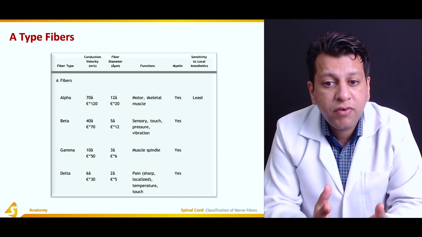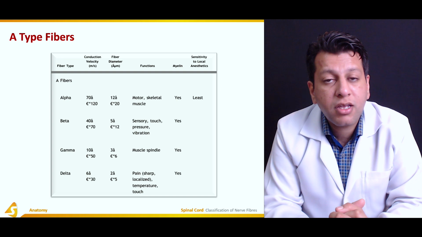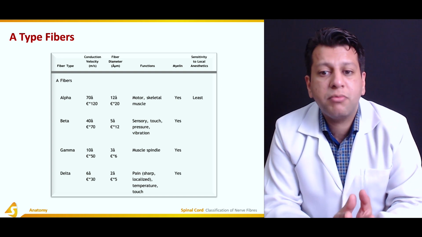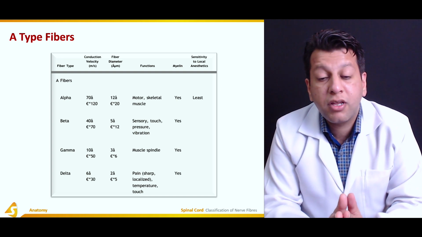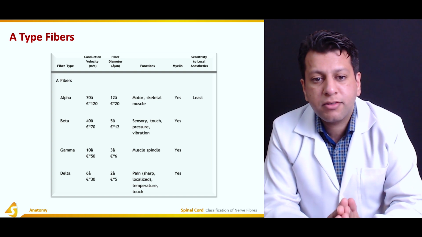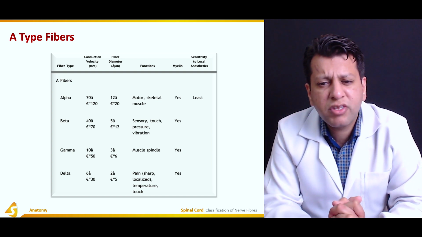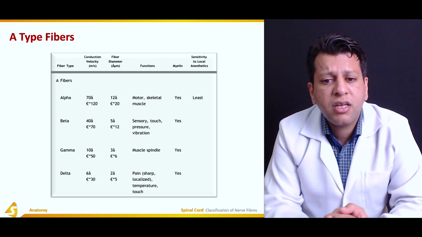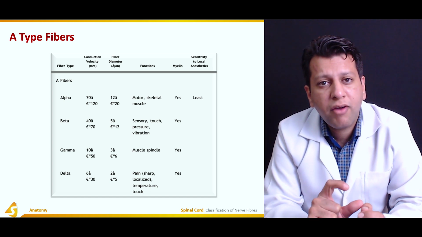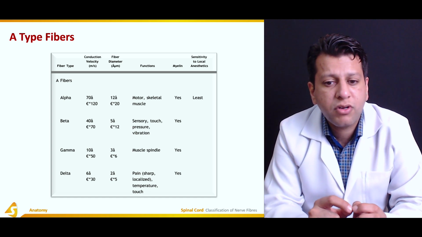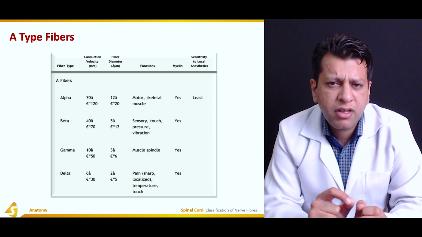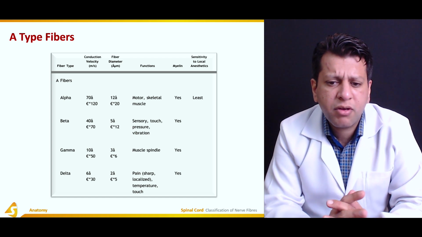The major function is motor to skeletal muscle. These classical alpha A fibers are present in the typical reflex of motor skeletal muscles. Betas are involved in sensory touch, pressure, and vibration, mainly the dorsal column tract. Muscle spindles carry the gamma type fibers because they have a conduction velocity which is relatively slower compared to the A type fibers.